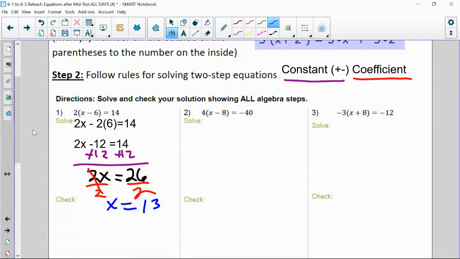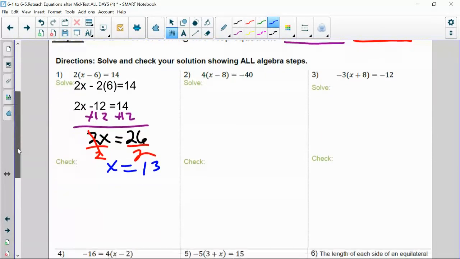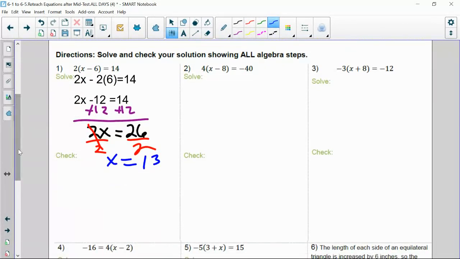Okay, then of course I'm going to check my work. I'm going to use the original equation though. So when I check my work, I'm going to take 2 times the quantity 13 minus 6 in the parentheses equals 14. So remember PEMDAS, do your parentheses, then multiplication. So 2 times, well, that is a 7.